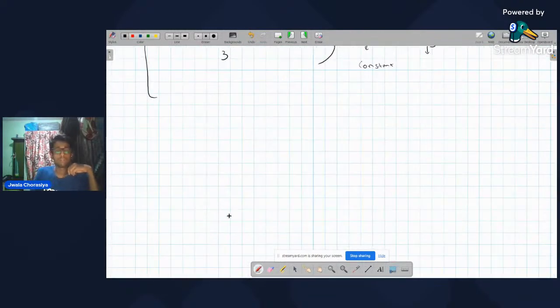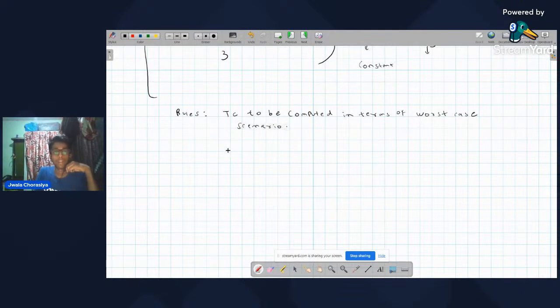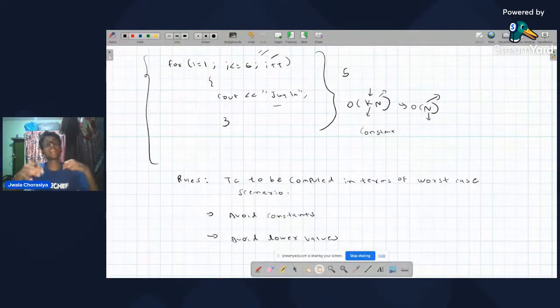Okay, so what are the 3 rules of getting a time complexity? The first rule is that time complexity is to be computed in terms of the worst case scenario. The second point is that we have to avoid the constants, and the third is to avoid lower values. So when I have to get a time complexity, we always talk in terms of the worst case scenario.